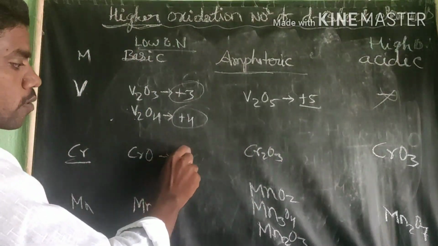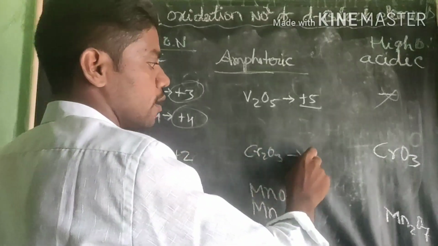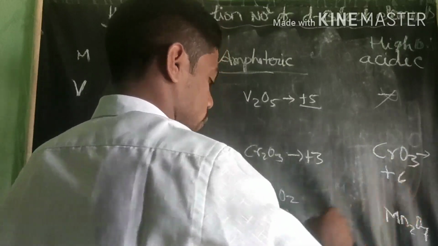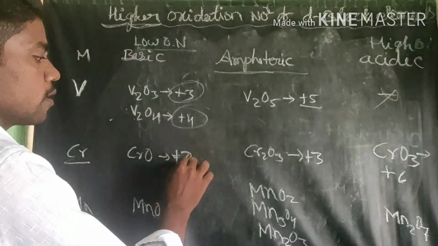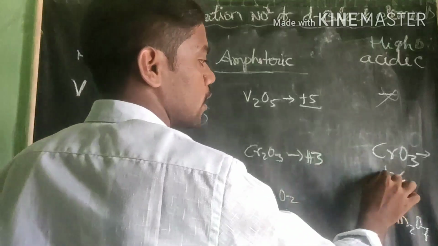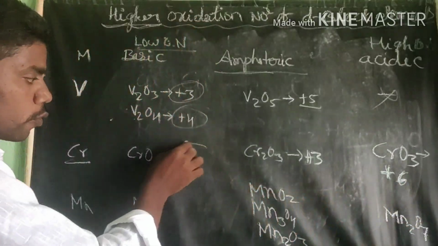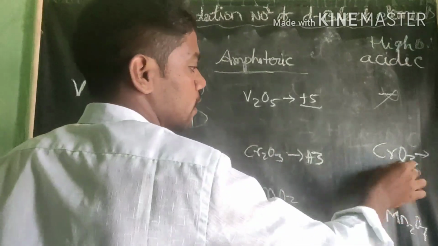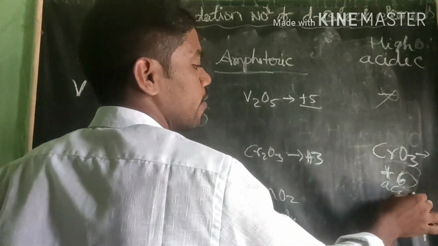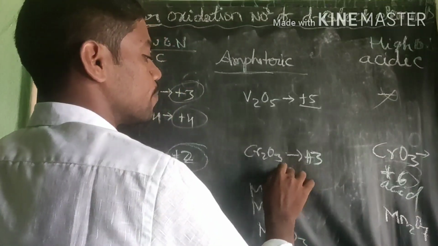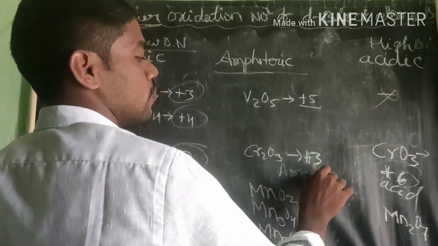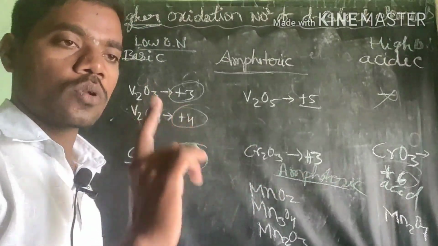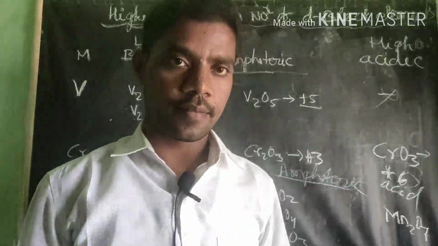Here the +2 oxidation state, here +3 oxidation state, here is +6. The lowest oxidation number, therefore it acts as a base. The highest oxidation number, therefore it acts as an acid. The next one acts as amphoteric. What is amphoteric, dear students? Amphoteric means it acts as both acid as well as base.